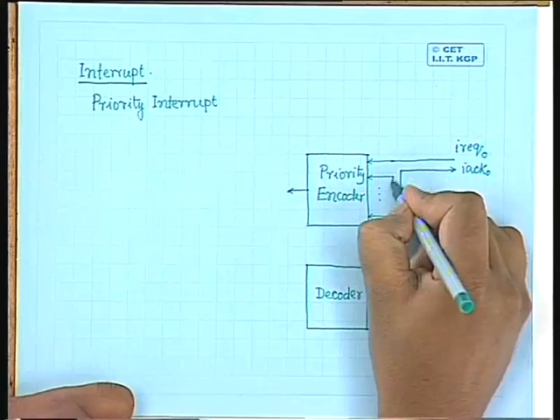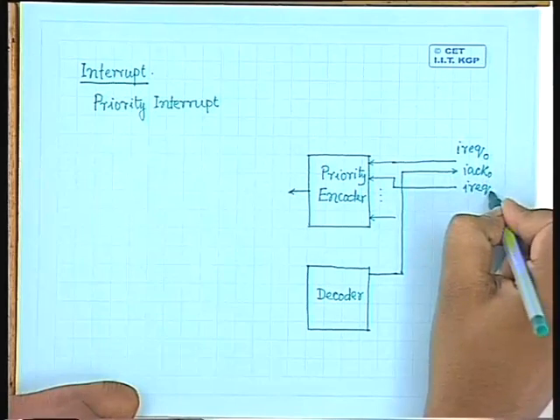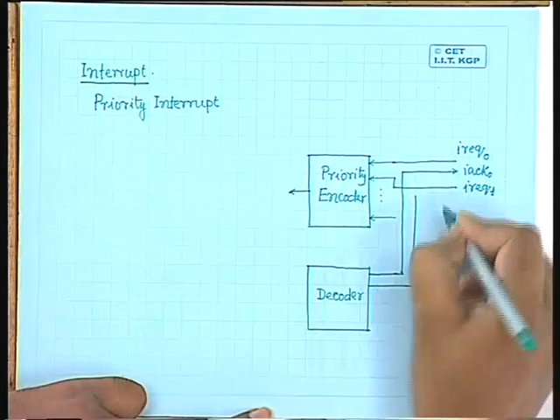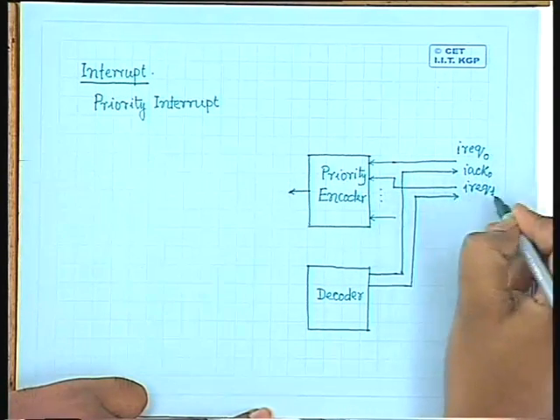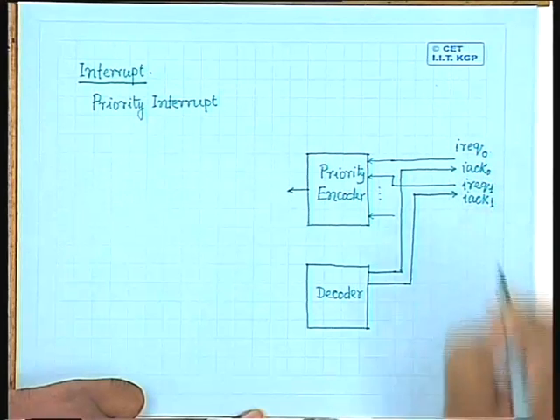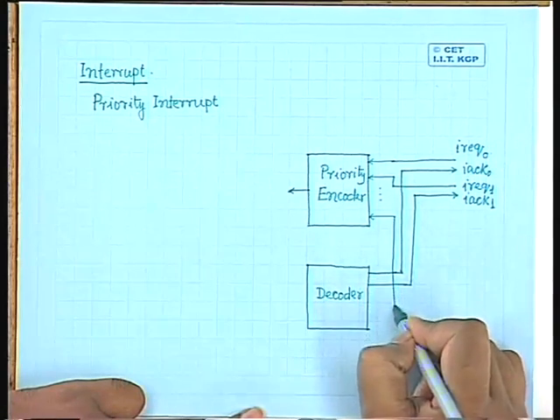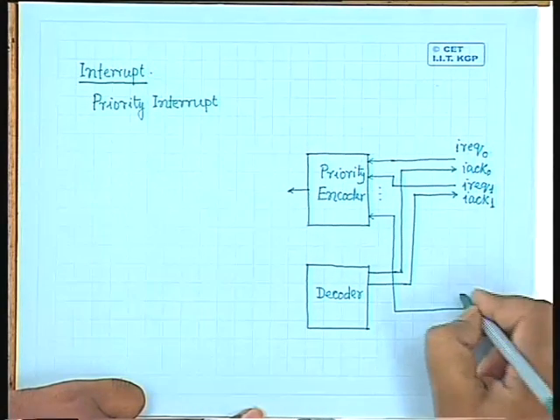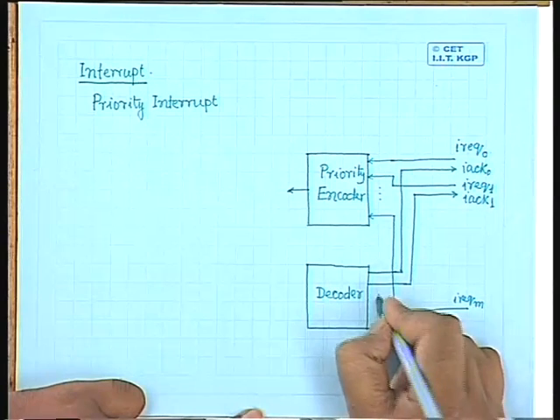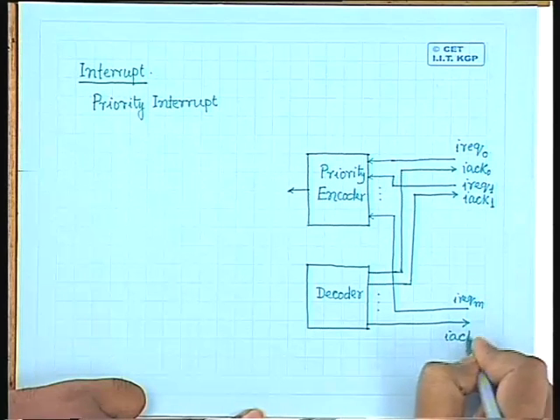Okay. Similarly, we'll have interrupt request 1 and interrupt acknowledgement 1, which will also be generated by the decoder and will go to the device connected to this interrupt request 1 line. So this is interrupt acknowledgement 1. Similarly, if there are say m number of devices, then this will be interrupt request m, and similarly, an interrupt acknowledgement M will be generated by the decoder.